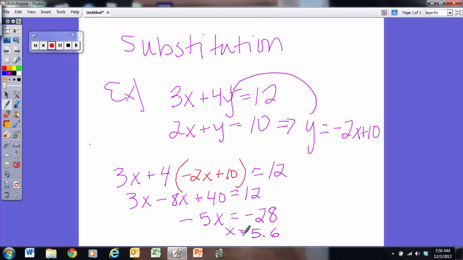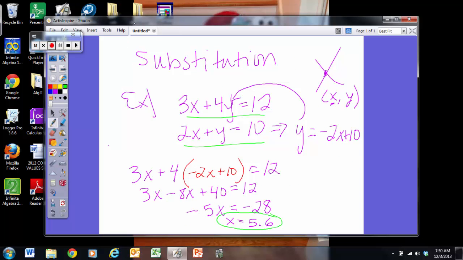But I said yesterday in class, when you have a system of equations, you are trying to find the point on the graph where the two lines cross. So you need an x and a y. Just the x doesn't help you. You have to have the whole point. So I'm going to take this x value of 5.6 and plug it back into one of these two equations for x. It doesn't matter which one.